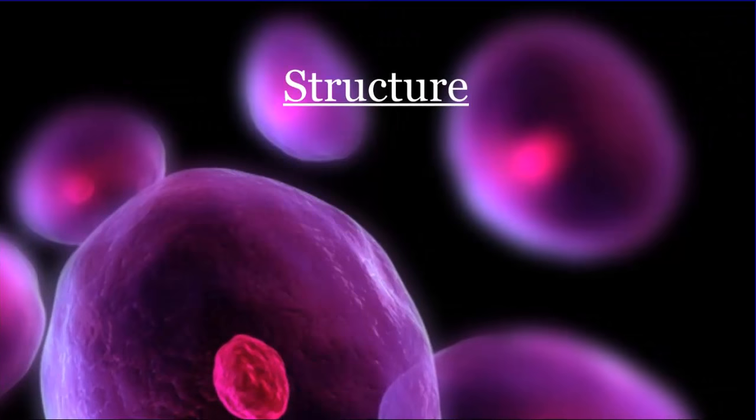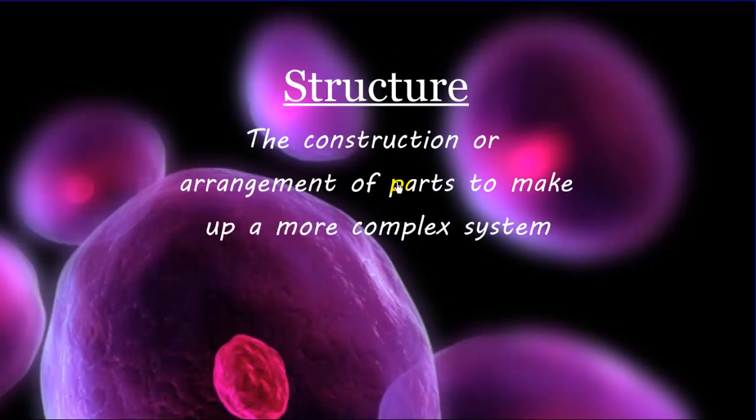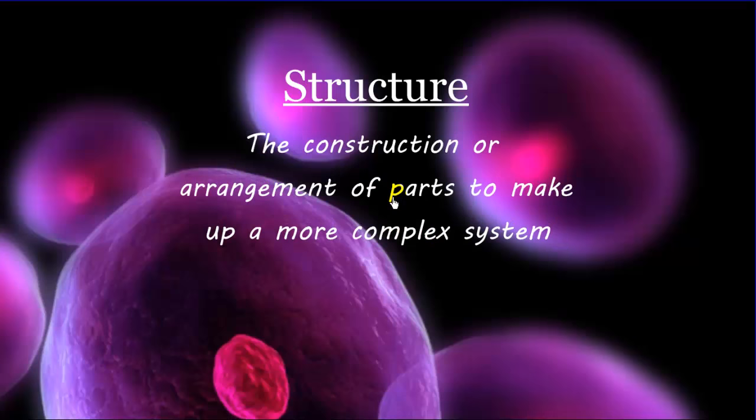And along with function comes structure. Structure is how things are made or what parts they're made of. The meaning here says the construction or arrangement of parts to make up a more complex system. The cell organelles or the cell parts make up the cell. The cell parts are part of the structure of the cell.